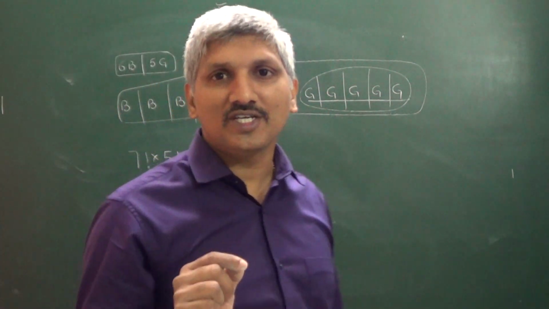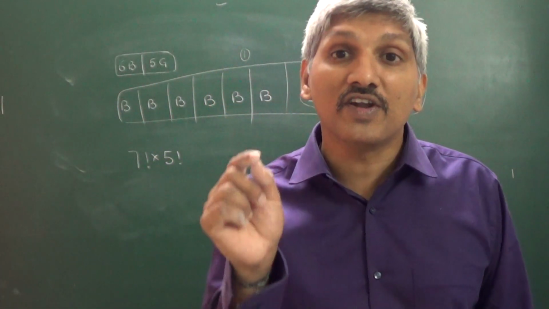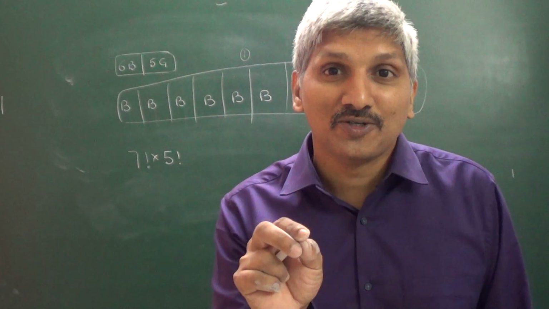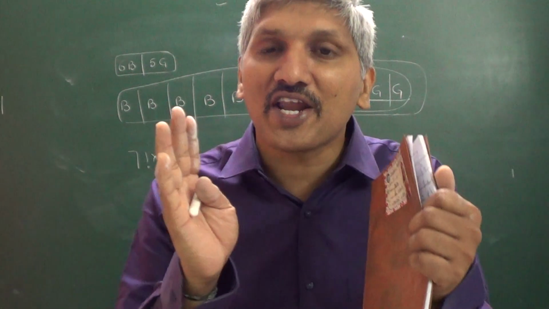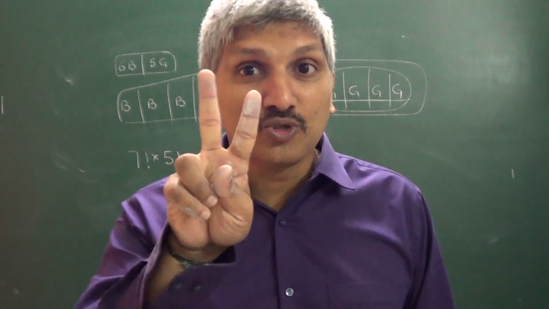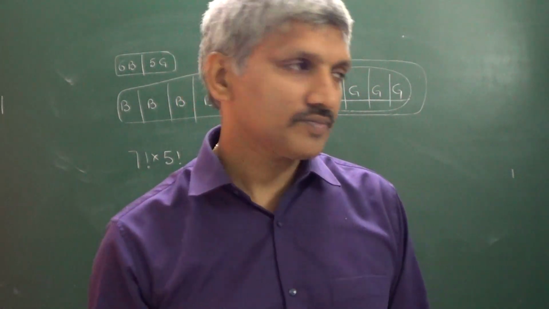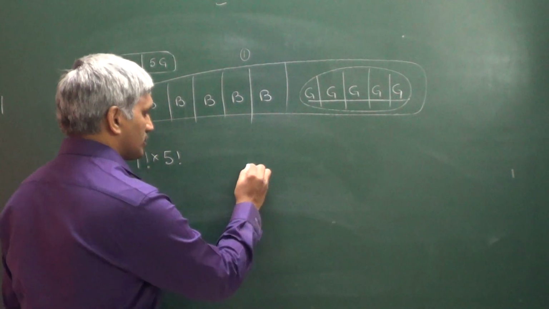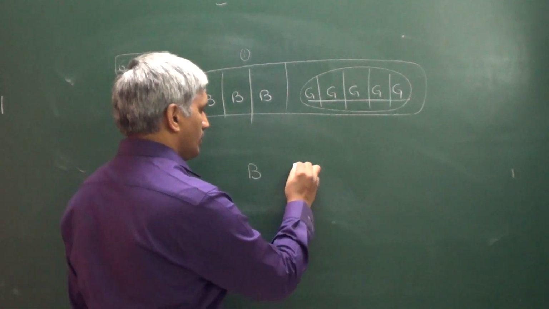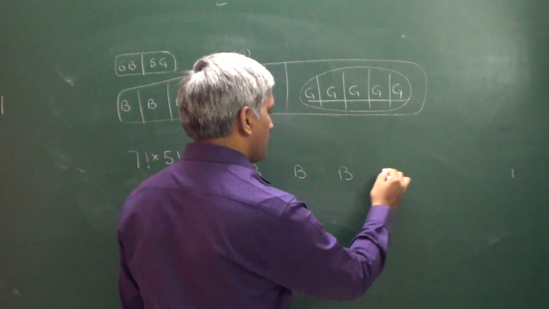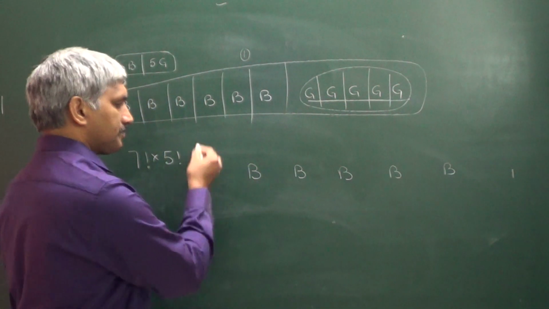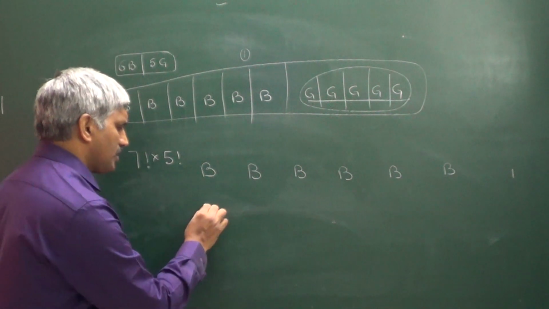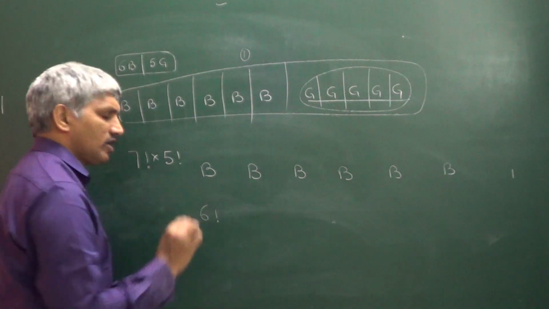The next question is asking the number of different ways so that no 2 girls sit together. Girls cannot sit together. So first of all, arrange the boys. The 6 boys can be arranged in how many ways? 6 boys can be arranged in 6 factorial ways.